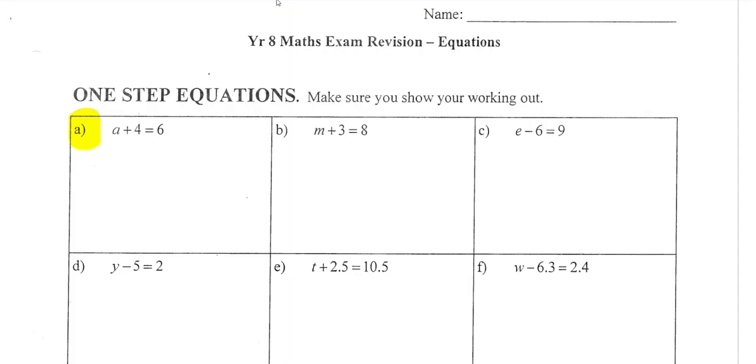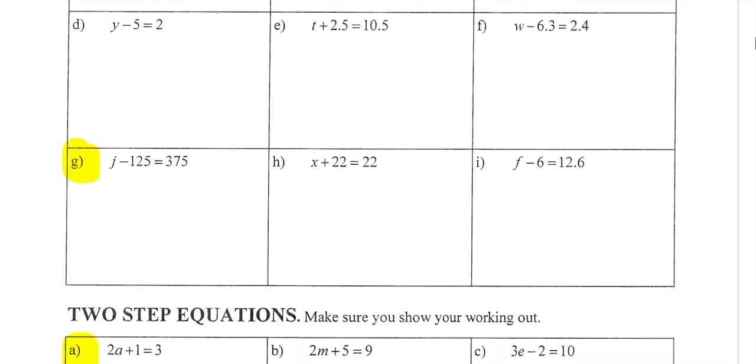So the first one I've highlighted, we have a plus 4 equals 6. So the plus 4 is with the a. To get the a by itself, the opposite of plus 4 is to minus 4. And we have to keep the equation balanced, so we have to do it to both sides of the equal sign. That will get rid of the 4, which is on the same side as the a. A will then be equal to, and I do this little calculation, 6 take away 4, which is 2. All right, that's the easiest one.